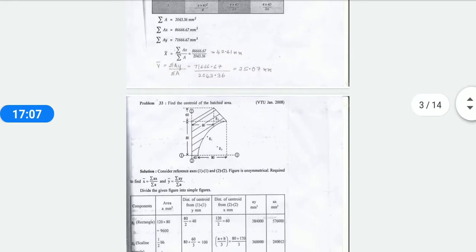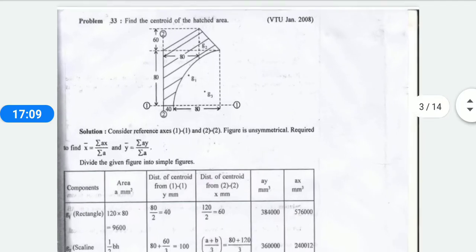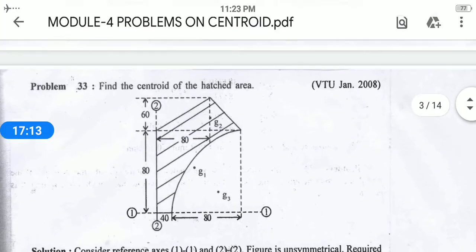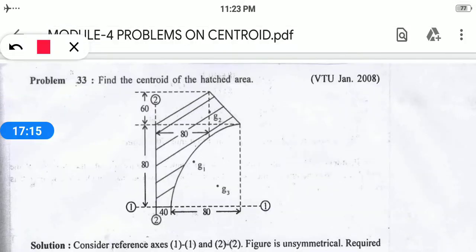We'll move to one more problem now. See this question they have given. This is also one more complex problem. See, here they have given your axes as this one and this two. This is your axis. They have given the structure like this. So this is your structure.